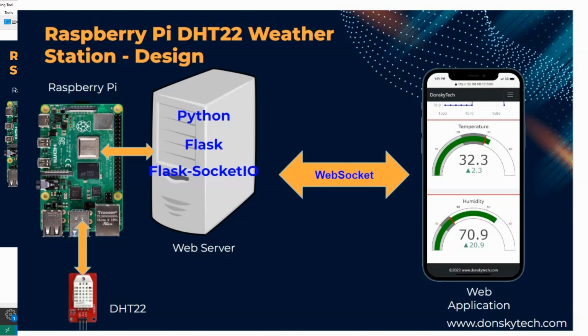All we need to do is to create a web server on our Raspberry Pi and create a web application and use WebSocket to retrieve the real-time readings.